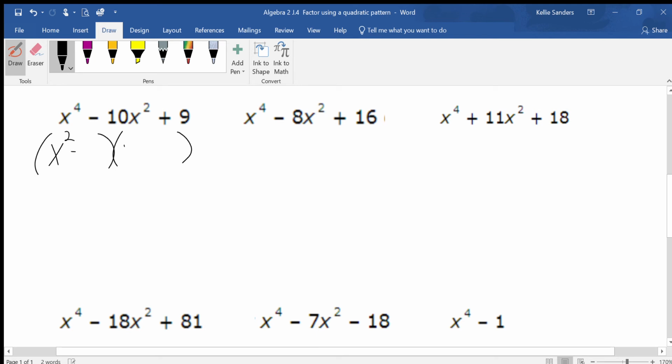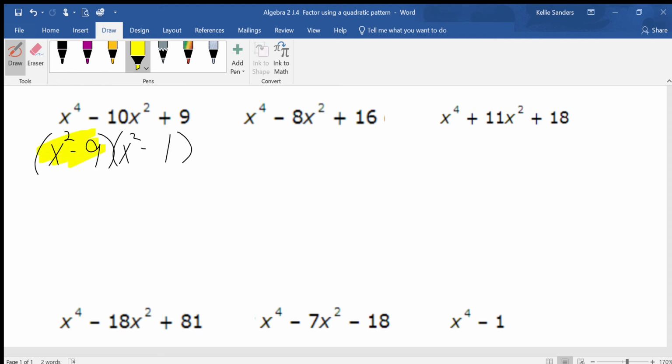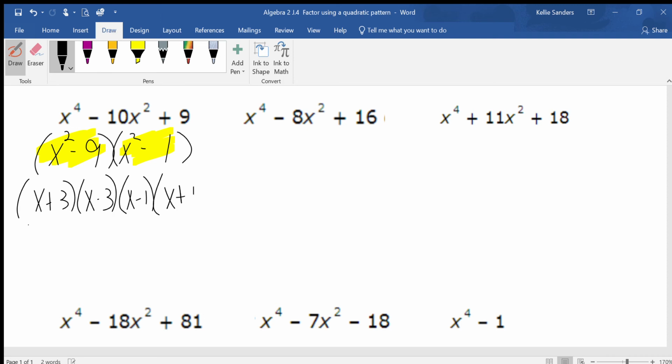X squared minus, multiply to get 9, add to get 10 is 9 and 1. Again, this is the difference of squares, because you can take the square root of 1 and get 1. So it's x plus 3, x minus 3, x minus 1, x plus 1. So I kind of threw it around a little bit with the minuses and plus signs.